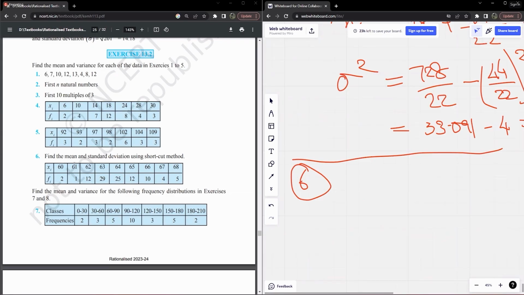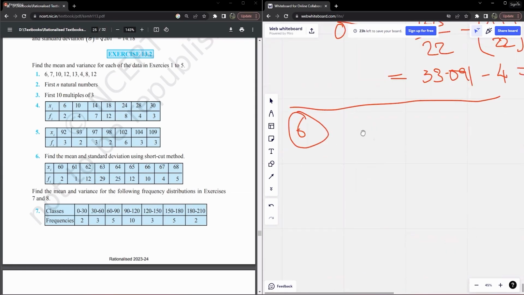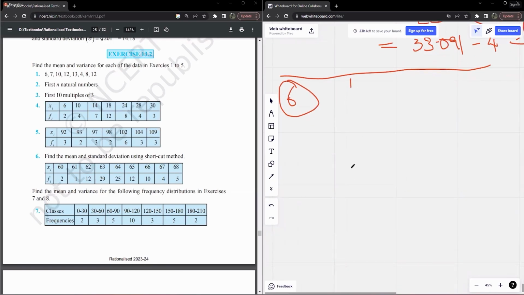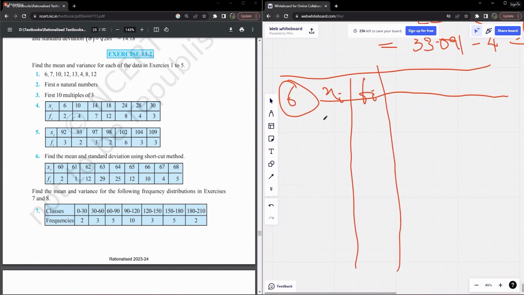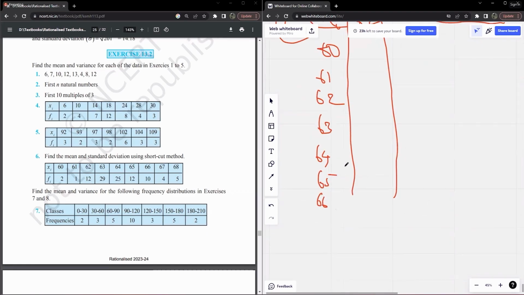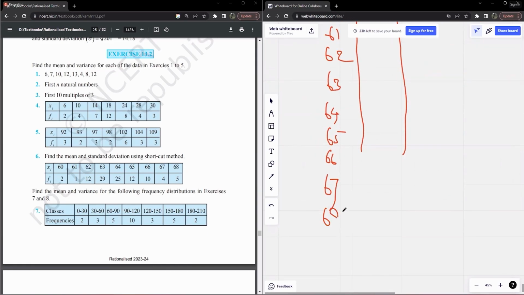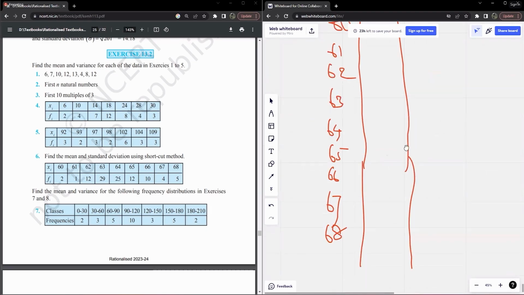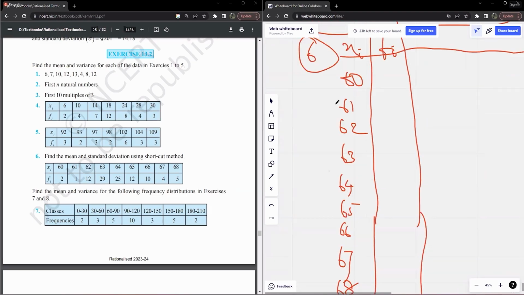In question number 6, we have to find the mean and standard deviation using the shortcut. We can't use any other method, we have to use the shortcut. So, fine. First, tabulate the data as usual. This is xi, this is fi. For xi, we have 60, then 61, then 62, then 63, then 64, 65, 66, 67, and 68. 9 pieces of data that I'm going to have.